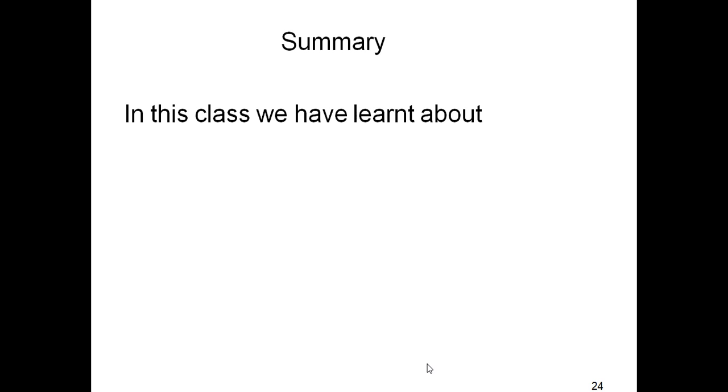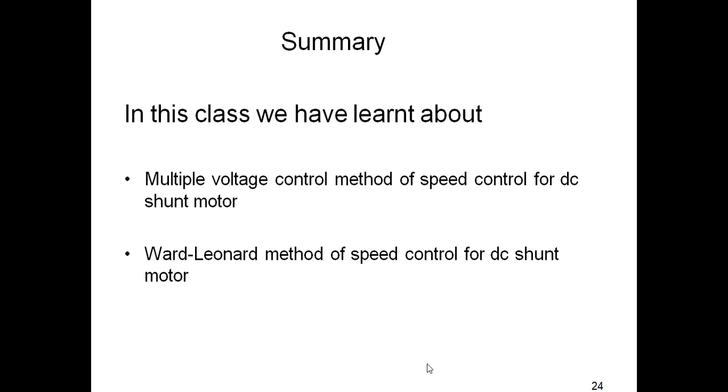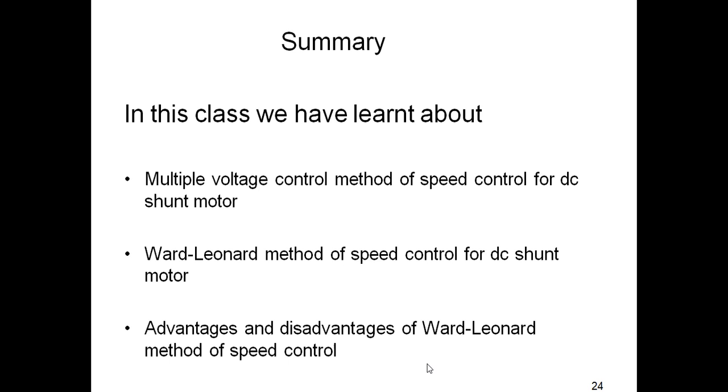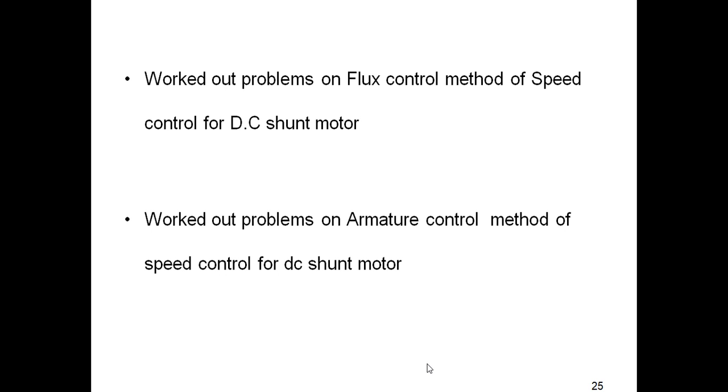From this presentation, we have learned about the multiple voltage control method of speed control for a DC shunt motor, and also we have learned about the Ward-Leonard method of speed control for a DC shunt motor and the advantages and disadvantages of it, and we have solved problems on flux control method of speed control for DC shunt motor, and also solved some problems on armature control method of speed control for a DC shunt motor.